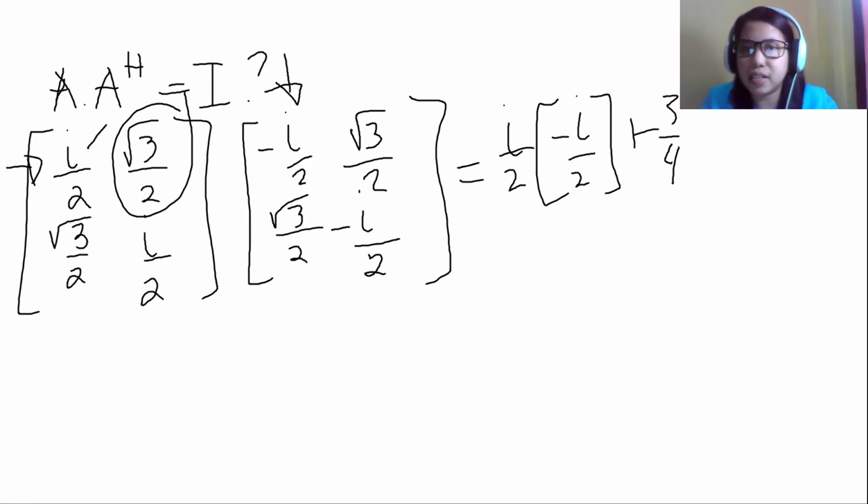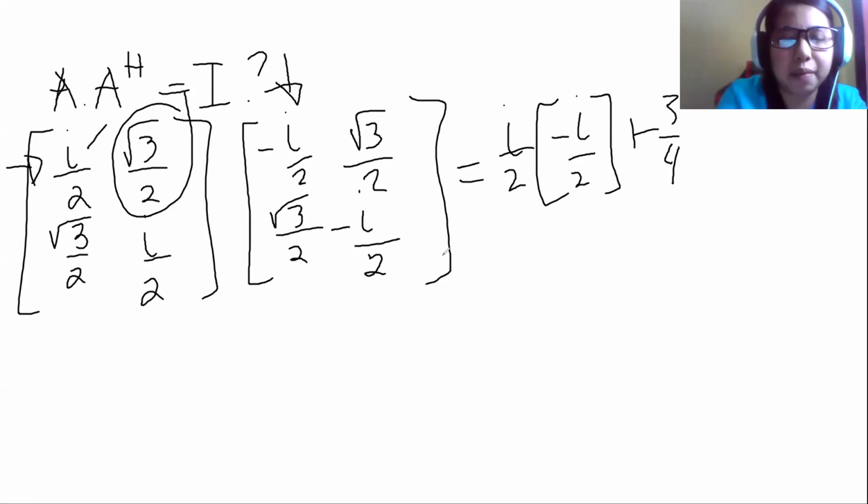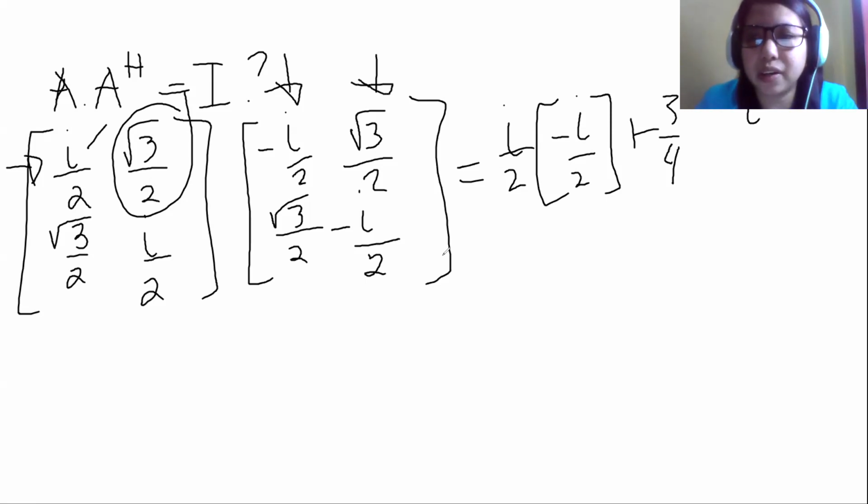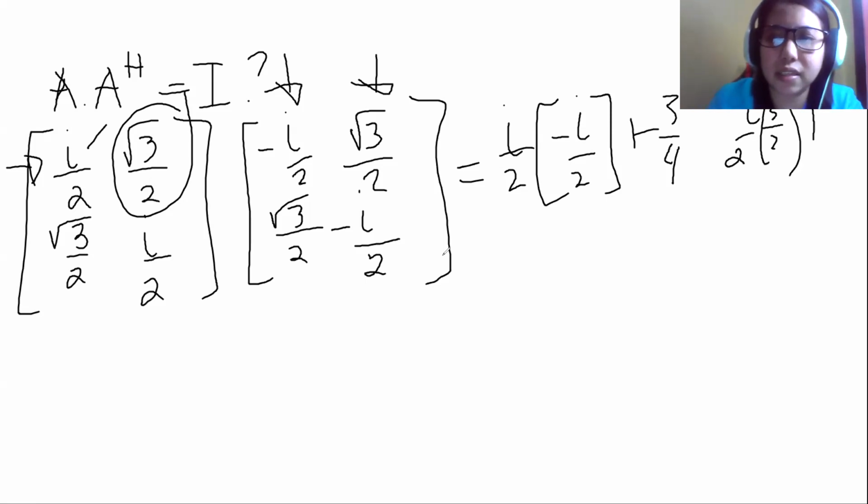So let us change this later. Okay, next. i/2 multiplied by, now we will also consider this row. i/2 multiplied by 3 halves, and then plus i/2 multiplied by square root of 3 halves rather.